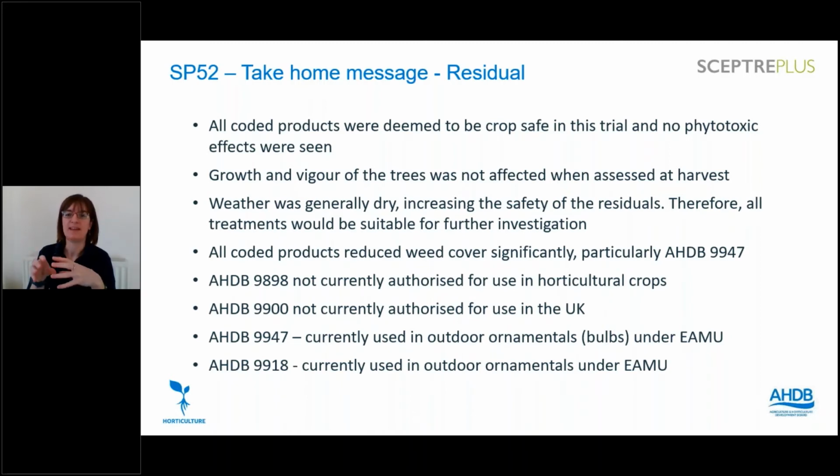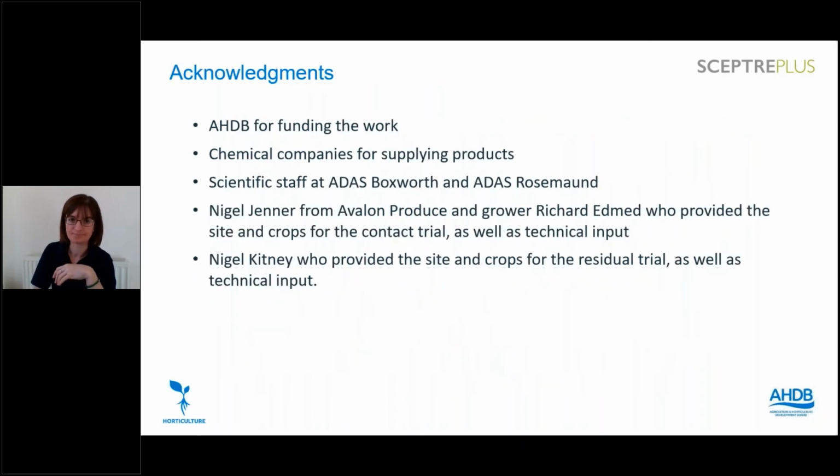But the good thing here is that there are some products, both contact and residual, that are showing promise. They've got good efficacy. They've been shown to be crop safe within this trial, and hopefully if we can bring those forwards, then that wouldn't be too far into the future that we could do that.